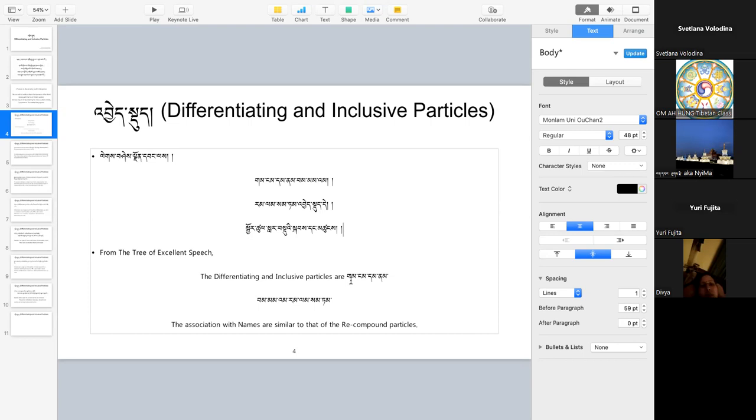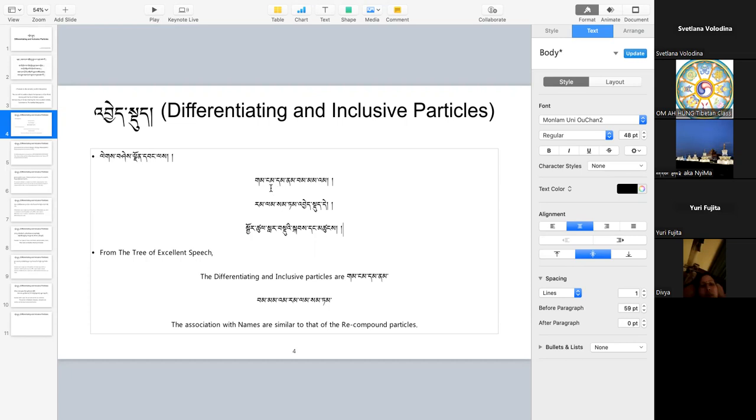So from the tree of excellent speech, the differentiating and inclusive particles are kham, ngam, tham, nam, pham, mam, hum, ram, lam, sam, tam. The rules of association with names are similar to that of the recompound particle. So this is the root text.